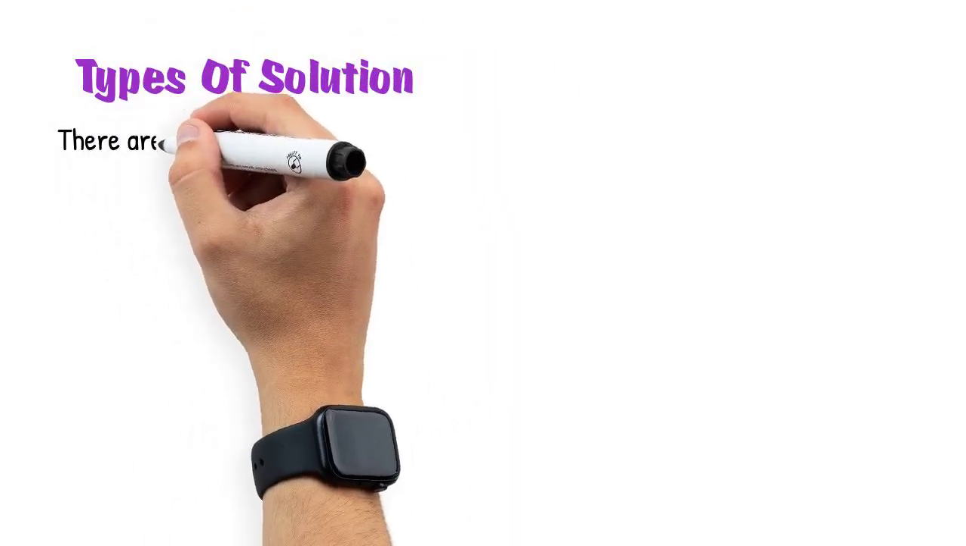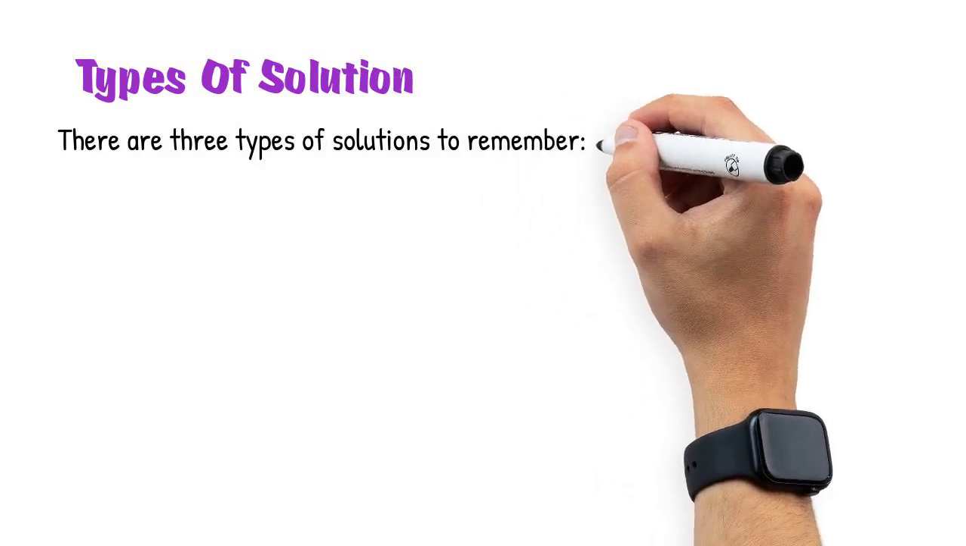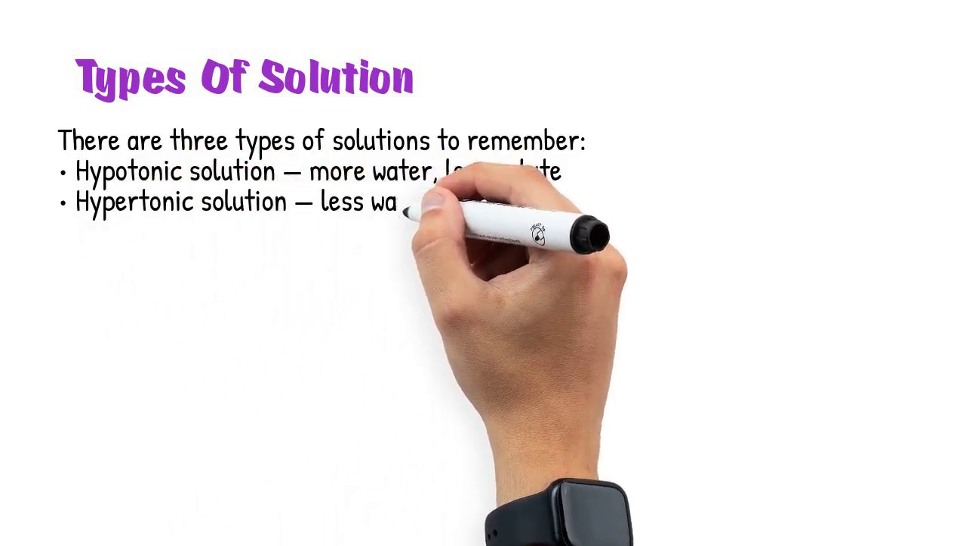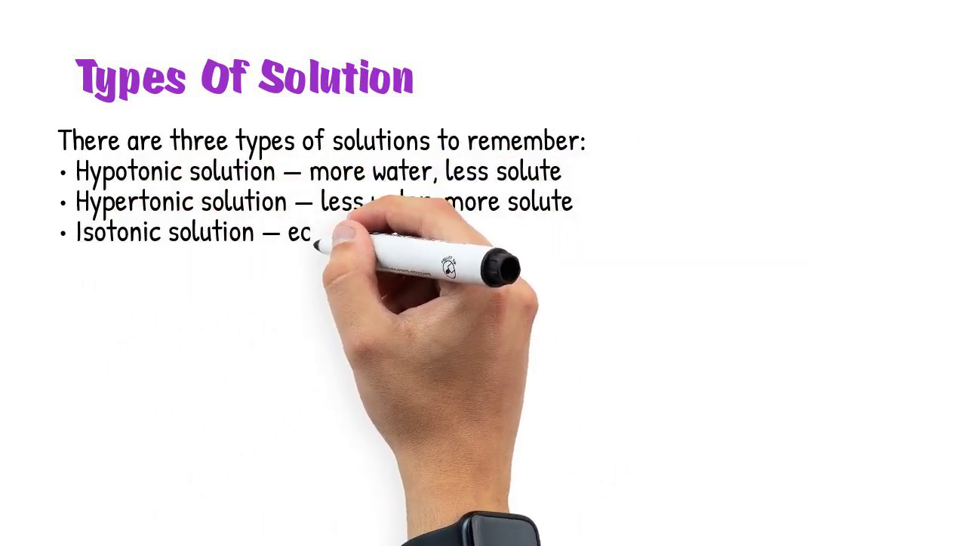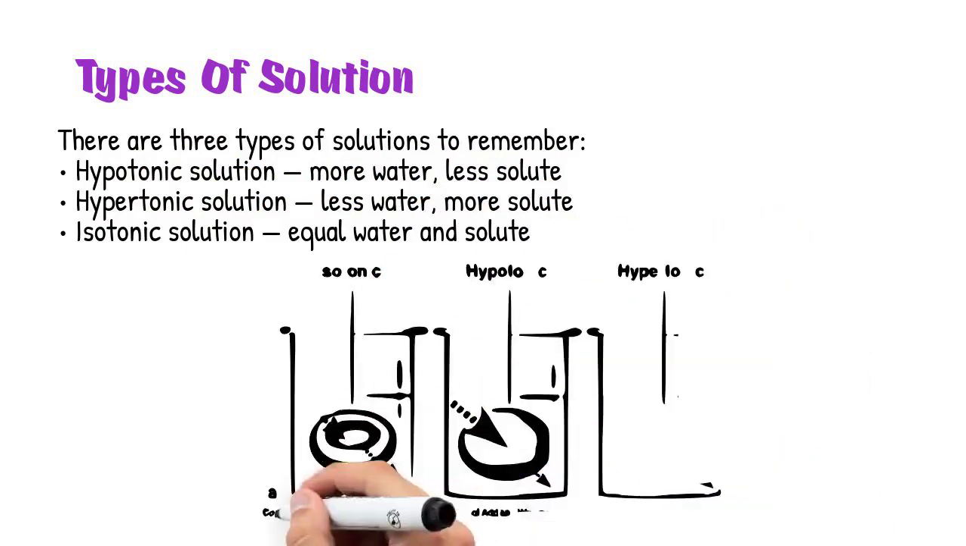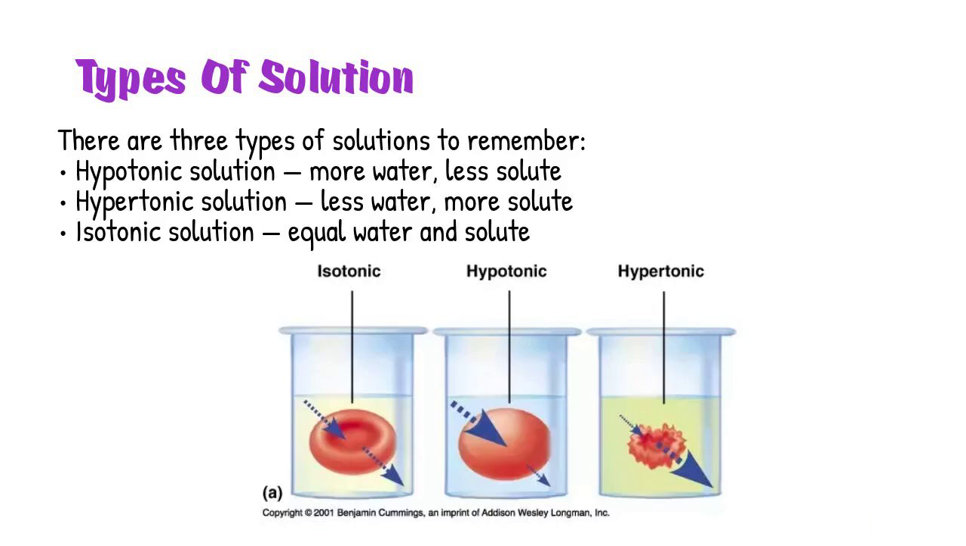There are three types of solutions to remember. These solutions are named based on how they compare to the concentration of the cytoplasm of the cell placed inside of them. Hypotonic solution has more water and less solute than the cell. Hypertonic solution has less water, more solute than the cell. Isotonic solution has equal water and solute as the cell. Next, we look at how cells react when placed into any of these types of solutions.